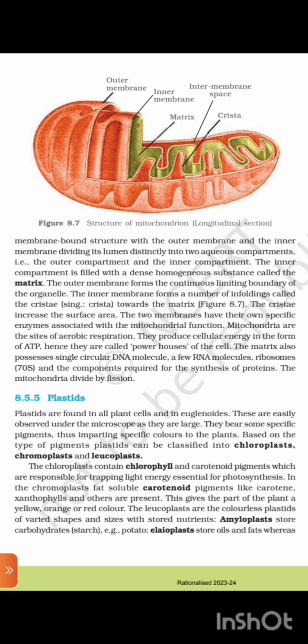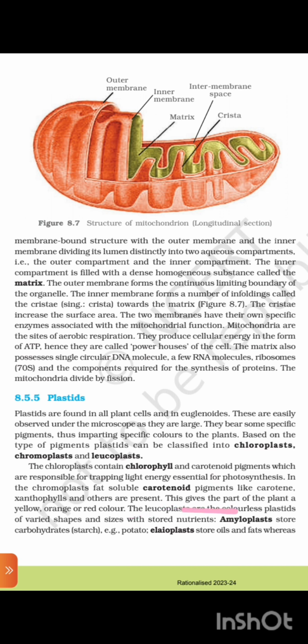8.5.5 Plastids. Plastids are found in all plant cells and in euglenoids. These are easily observed under the microscope as they are large. They bear some specific pigments, thus imparting specific colors to the plant. Based on the type of pigment, plastids can be classified into chloroplasts, chromoplasts, and leucoplasts. The chloroplasts contain chlorophyll and carotenoid pigments which are responsible for trapping light energy essential for photosynthesis. In the chromoplasts, fat-soluble carotenoid pigments like carotene, xanthophyll, and others are present. This gives the part of the plant a yellow, orange, or red color.